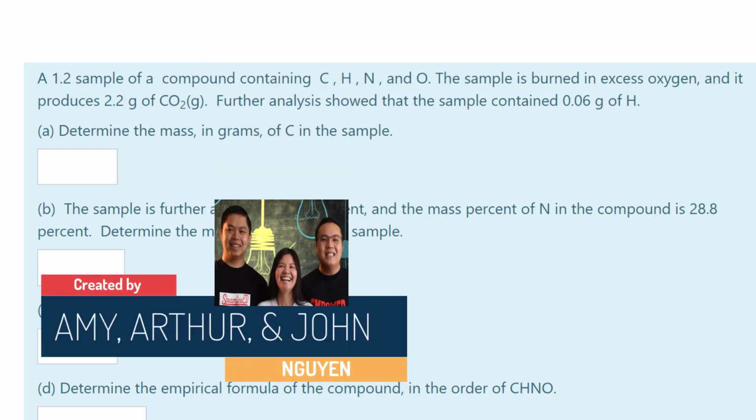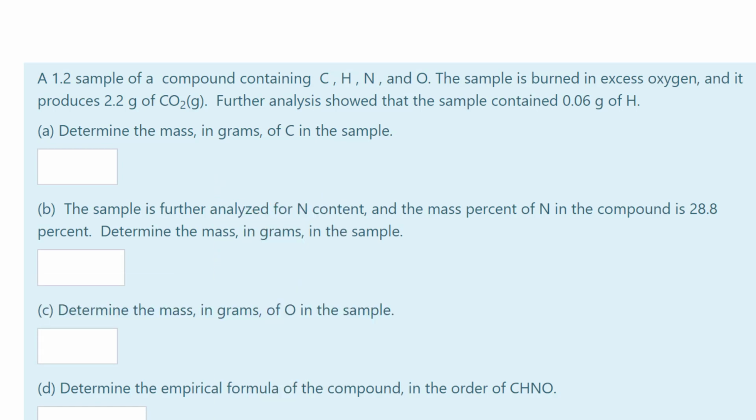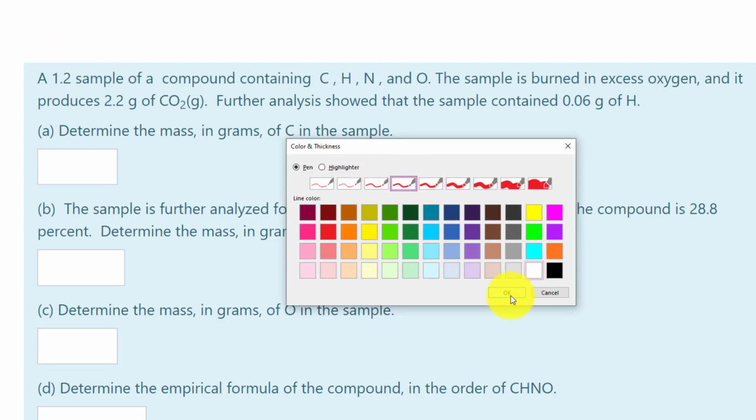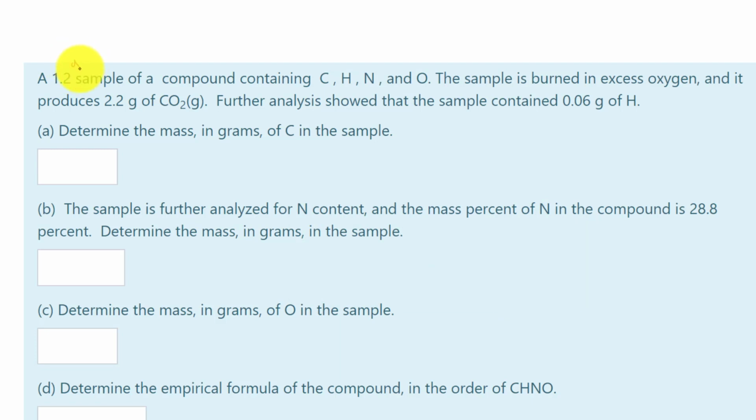In this lesson, we are going to look at another problem that deals with combustion analysis with more than just carbon, hydrogen, or oxygen. Now we have nitrogen. So we have a 1.2 gram sample, and we're missing our grams here, of the compound containing carbon, hydrogen, nitrogen, oxygen. So we have 4 of them, okay? And as always, this will be the last mass that we have to find.